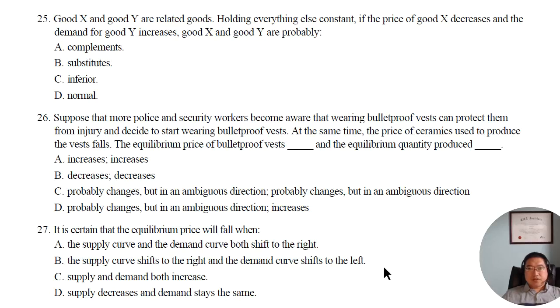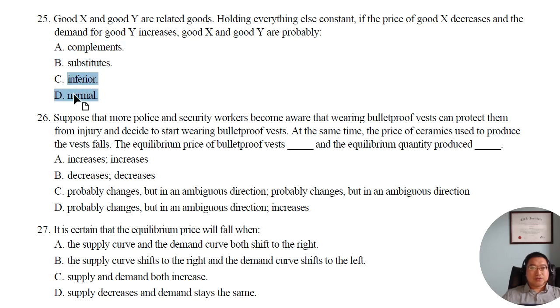Okay, this is the last section for homework 3, question 25 to question 30. Let's look at question 25. Good X and good Y are related goods. Holding everything else constant, if the price of good X decreases and the demand for good Y increases, good X and good Y are probably, well, they are related, so they are either complements or substitutes.